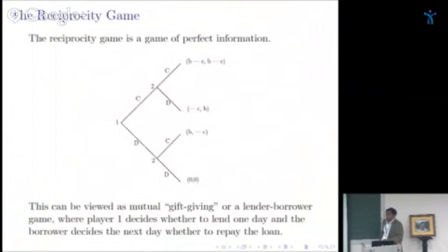Okay, I'll just end with a simple example here. This is the Stackelberg version of Prisoner's Dilemma. B is greater than C. I'll just call this a reciprocity game. It can be viewed like a lender-borrower game: I lend today, you borrow, and then you repay me tomorrow, something like that. Or mutual gift-giving. This is Pareto-optimal, but this is what's going to happen.